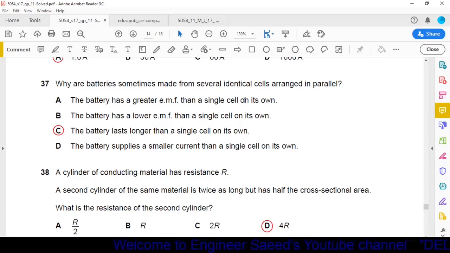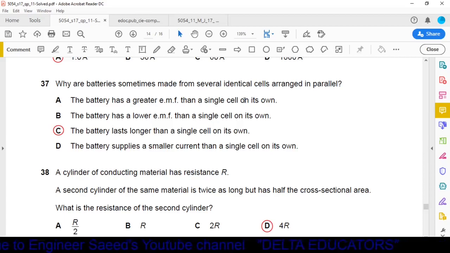Yes, it is the correct one, because when we connect several cells in parallel, the total energy will be increased. The total electrical energy supplied by this combination of cells will be increased, but the voltage will remain the same. So we can say the battery lasts longer than a single cell, because the total energy supplied by the battery will be increased. So option C is the correct one.